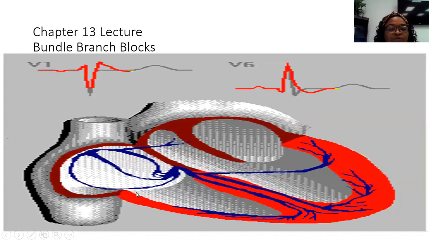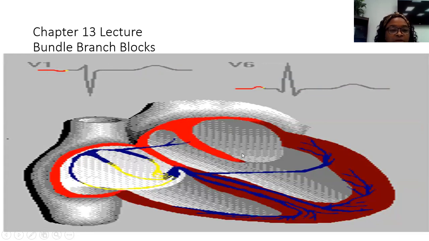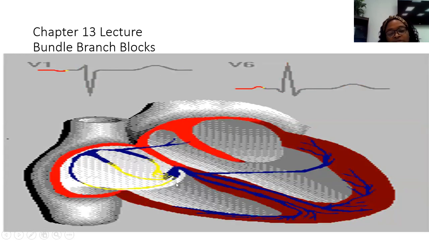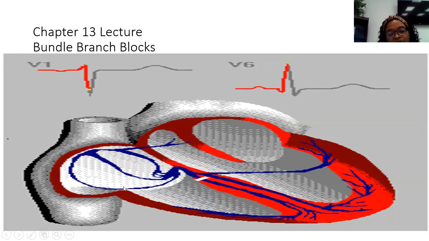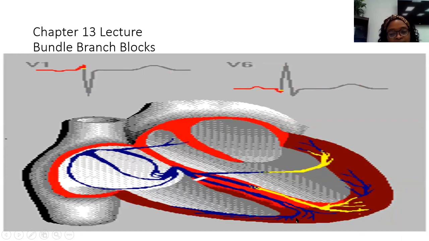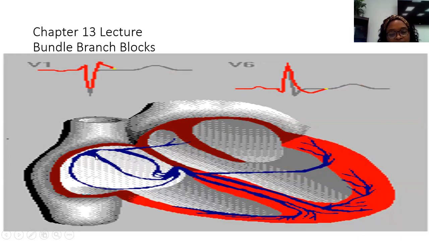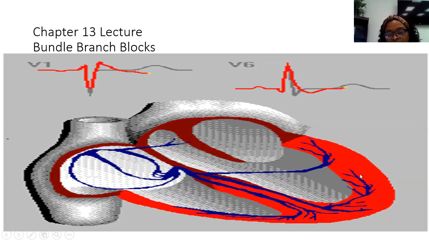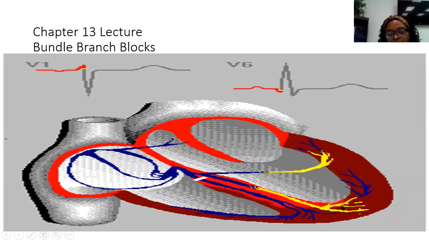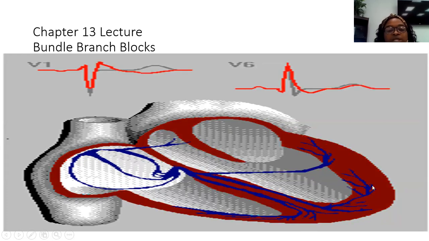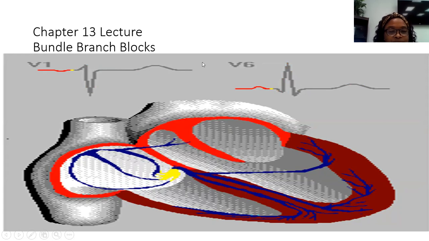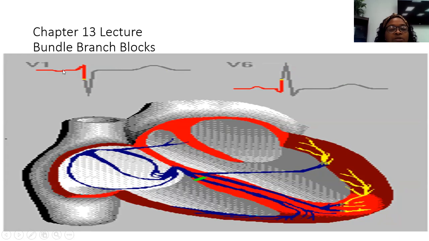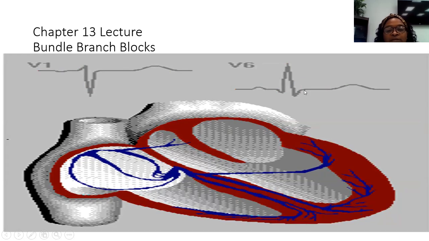We are still on chapter 13, and our lecture today is going to be on bundle branch block. Here's the illustration of the area that we're going to be looking at. Here we see our SA node firing and coming down through the bundle branch and down through the Purkinje fibers. The leads we're going to be looking at on the EKG for your bundle branch blocks are V1 and V6.